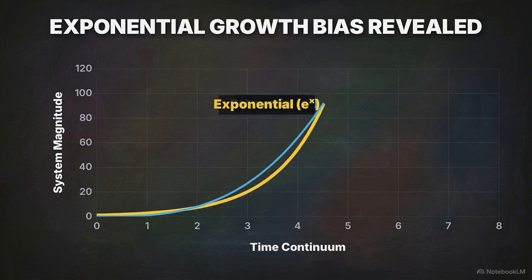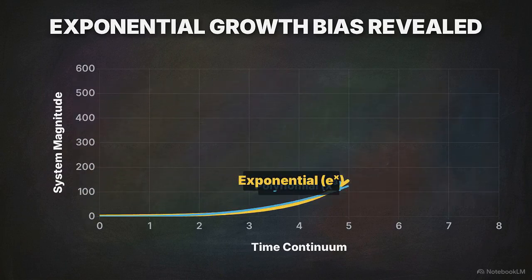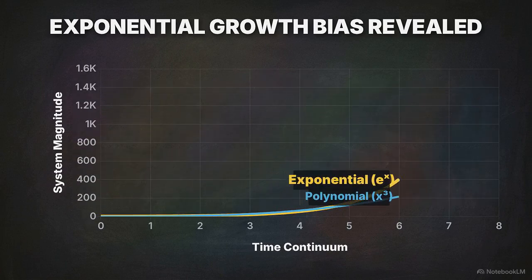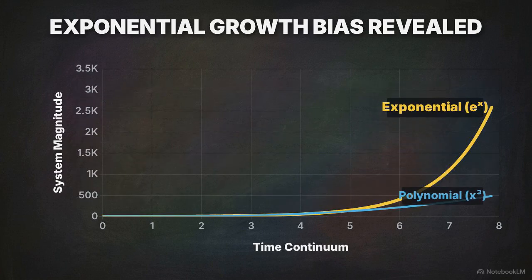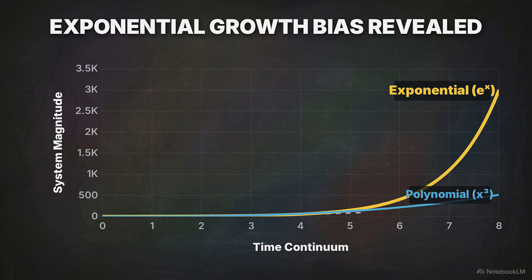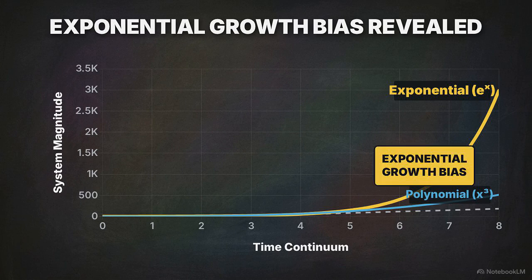A polynomial function grows at an ever-increasing rate, and it starts out fast. But as the timeline extends along the x-axis, the exponential curve eventually overtakes the polynomial and completely dwarfs it. Human cognition struggles to interpret this kind of geometry. Our hardwired default is to observe recent, local data and draw a straight, linear tangent line into the future.